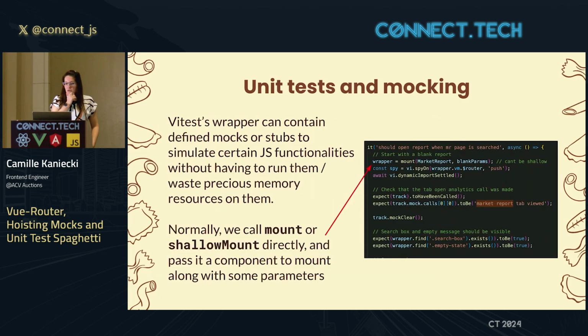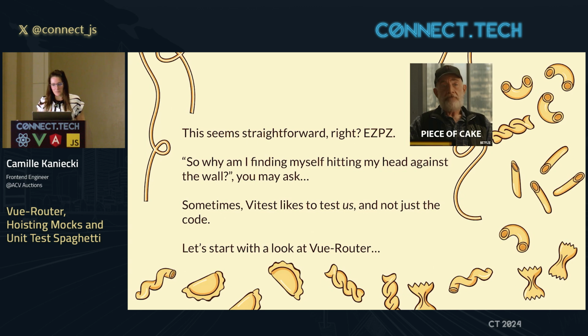So a Vitest wrapper can contain defined mocks or stubs. We're going to simulate certain JavaScript functionality, but we don't actually have to run them or waste precious memory resources on them. And the way we do this, which you probably already know, is we call mount or shallowMount directly, and then pass it a component to mount along with some parameters. Basic stuff. Easy peasy. So why is it taking me as much time to write the unit tests as it did to finish the ticket?